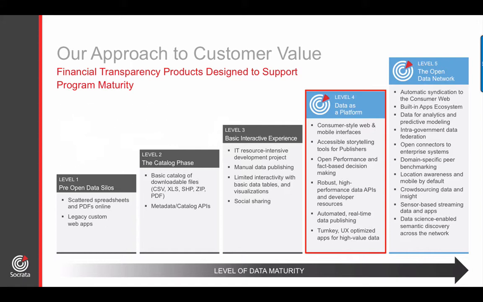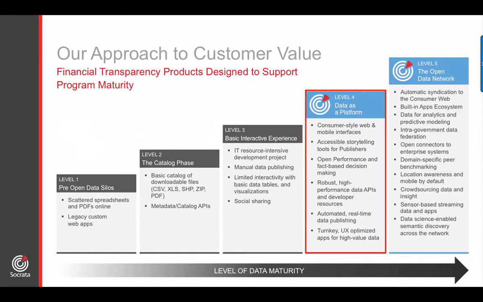So when you think about the basic catalogs that are out there, that's level 2. That's once I've put things online and I realize I need to move to a more specific publishing process, then the catalog phase is there. When we look at things like the Socrata Financial Transparency Suite, we're really looking at level 4, where we're considering data as a platform. And there are a couple of big reasons.